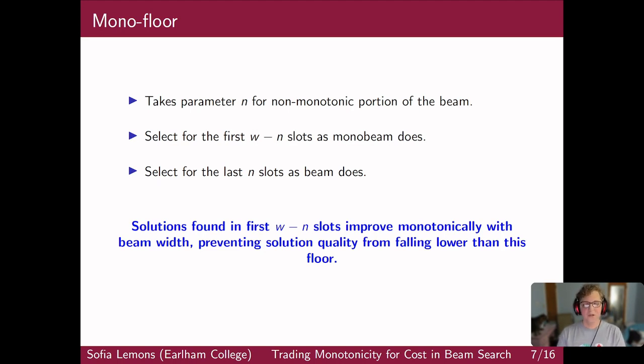Because of this, the solutions that are found in the first W minus n slots are guaranteed to improve monotonically with beam width, the same as monobeam. This prevents our solution quality from ever falling lower than this floor, even while the last n slots are allowed to explore in a more unrestricted fashion.